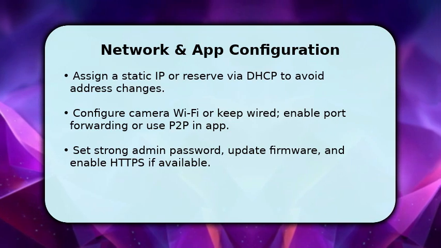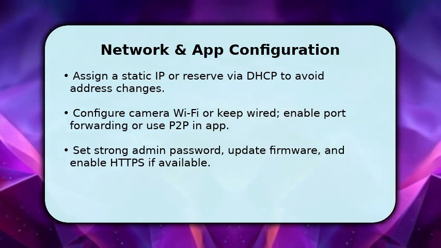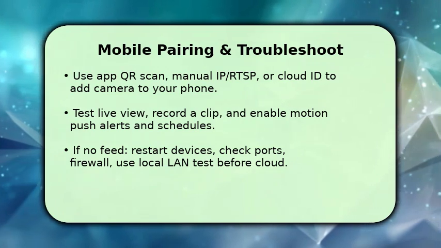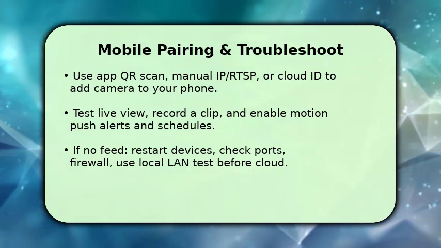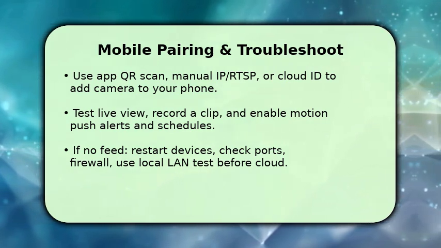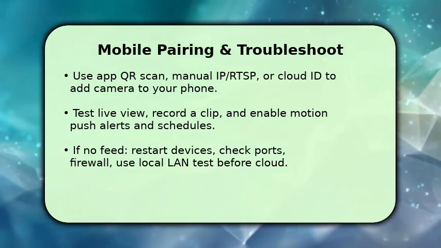Open the app and add the camera via QR code, manual IP/RTSP entry, or Cloud ID depending on your setup. Follow prompts to name and save the device. Test live view, record a short clip, and enable motion notifications and schedules so you get alerts.